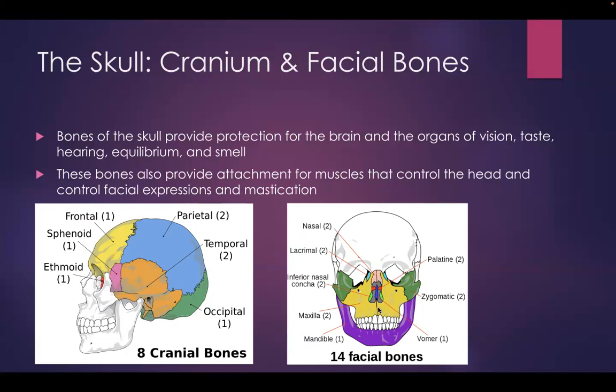Two maxilla bones that will fuse together to form the maxilla. The one horseshoe-shaped mandible. The vomer bone, I'll show you a better image of that. Two zygomatic bones, which are your cheekbones. And two palatine bones. These are going to form the roof of the mouth.